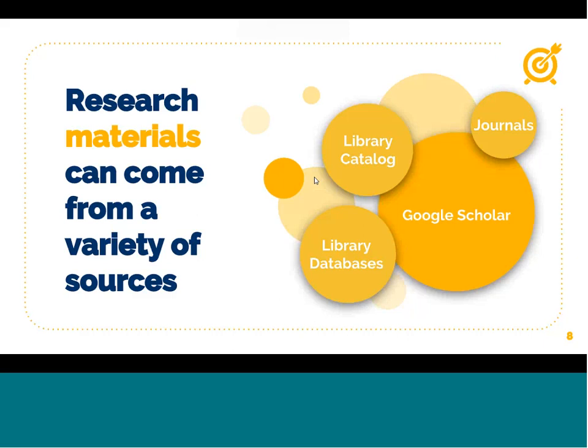So the library catalog is a way that you can search across databases and across journals. So it kind of goes from a level of journals to databases to catalog. And then Google Scholar indexes all the databases that they can find on the web. So it's the academic version of Google. And we'll talk a little bit about the differences between those.